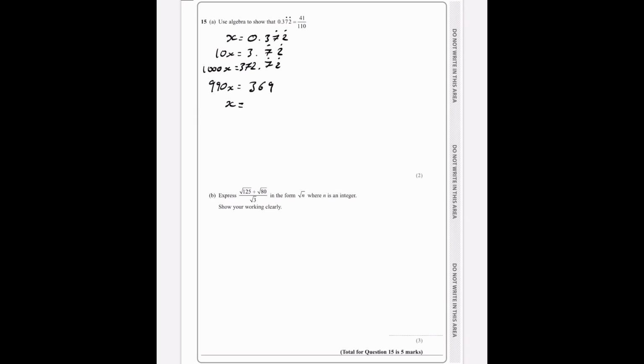Divide both sides by 990. We get x equals 369 over 990, which simplifies to 41 over 110. Don't shortcut on that one, it's a show that question. For B, it also says show your working clearly, so there's lots of chances to lose marks here.